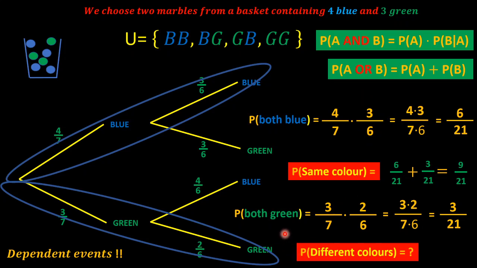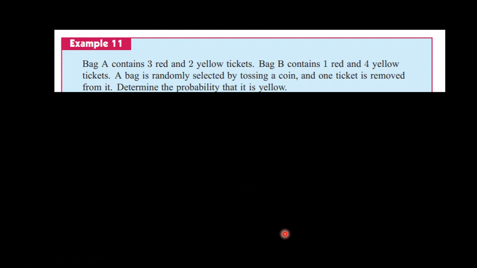Okay, now let's have a look at another example. Take some time, press pause please, so you can study this problem. Alright. What it says: I have bag A that contains 3 red and 2 yellow, bag B 1 red and 4 yellow tickets. Now, here is where we have to start to read correctly.